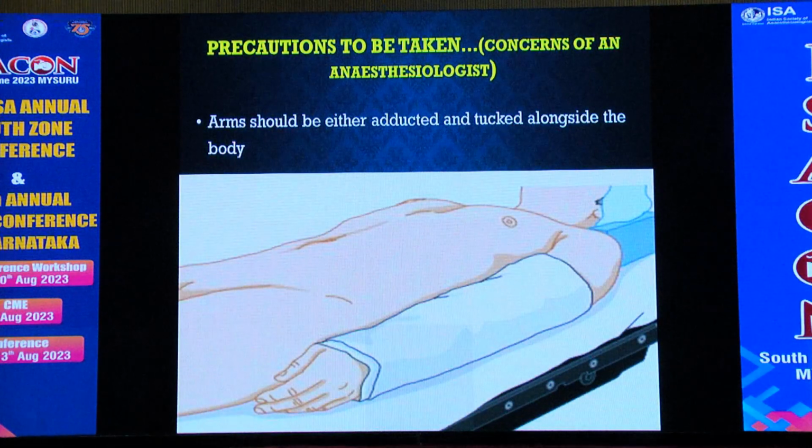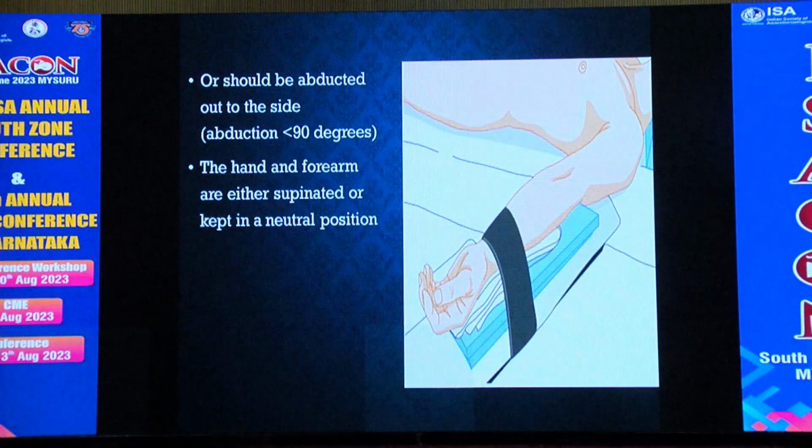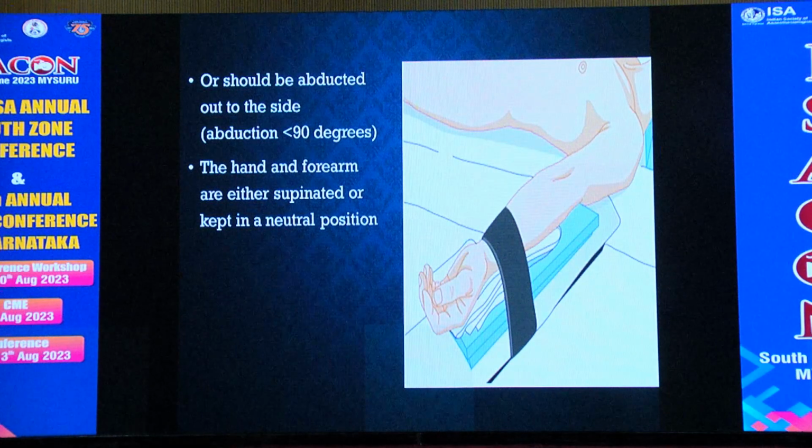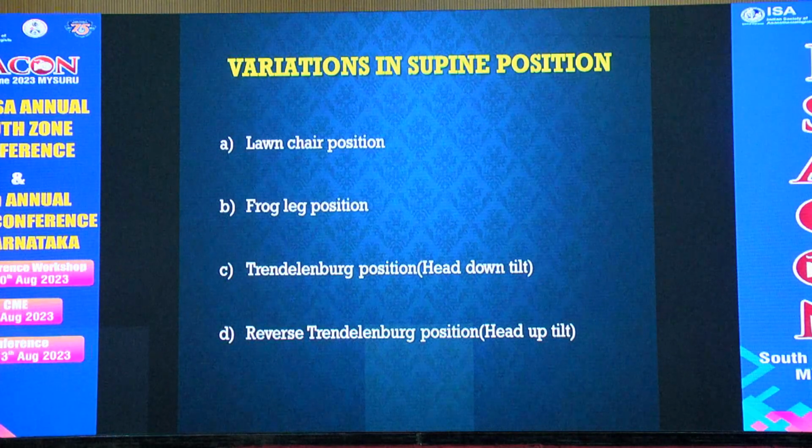So what are the precautions I will take as an anesthetist when a patient is put in supine? As soon as the patient is put in supine position, we need to take care of the arms. They should be either tucked to the side or abducted to less than 90 degrees in order to prevent brachial plexus injury, and the hand and the forearm should be either supinated or kept in a neutral position.